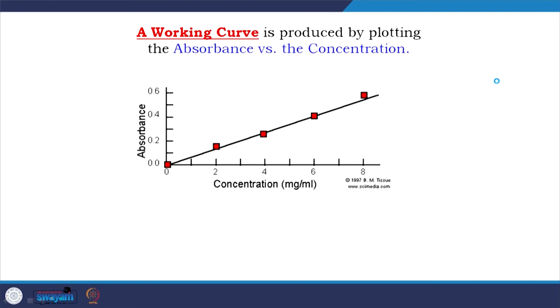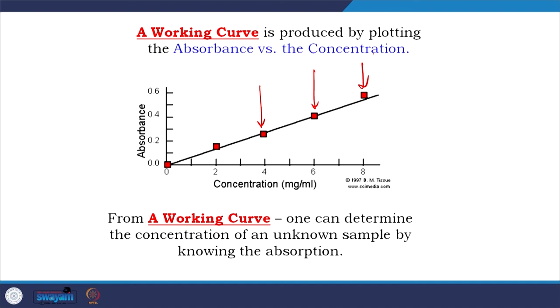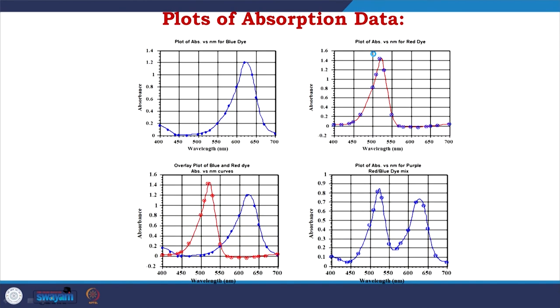Here you see absorbance versus concentration; it is a straight line, and from there you could get the required concentrations. From a working curve, one can determine the concentration of an unknown sample by knowing the absorbance. This is what is greatly used.